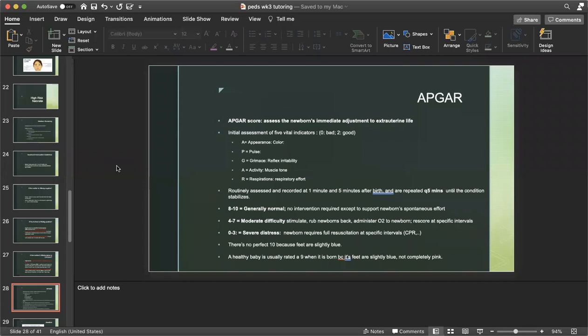And if they have 0 to 3, that means the baby's in severe distress. So they'll need full CPR resuscitation and everything, like oxygen, all that stuff. And again, we'll reassess at 5 minutes. If it hasn't come up, we'll keep doing all those things and reassess again in another 5 minutes. There's no perfect score of 10 normally because baby's feet are always pretty blue. So most babies will be a 9 if they're healthy.